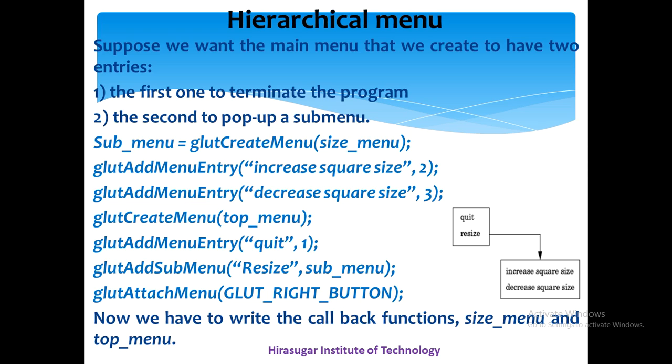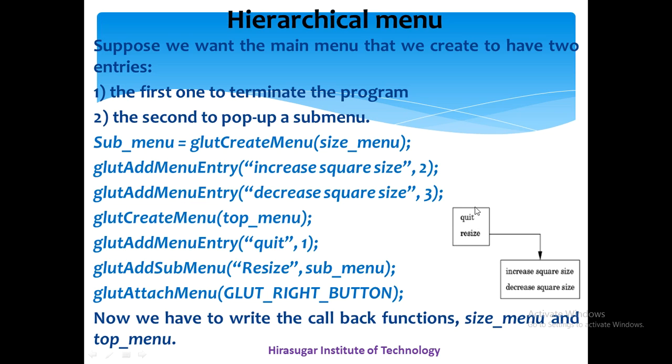First one is a direct menu, that is terminating a program. Then in the second option I am creating a sub pop-up menu, right? That is what sub menu equal to glut create menu size. Then after creating this, it will return its ID to sub menu, that is the size menu, right? Means I am creating one size menu, that is a sub pop-up menu. Actually size menu is a sub pop-up menu under the main menu, right?